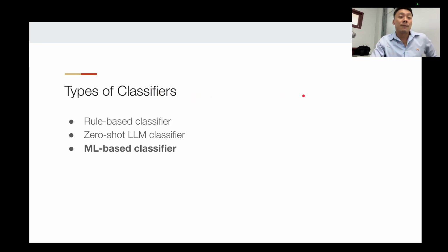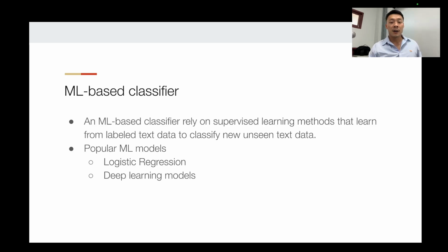Last thing, ML-based classifier. That's what we're going to use a lot. In ML, we're going to use supervised learning. It requires labeled text data, but that's the paradigm that gives you the best result. Some popular models that we use now are logistic regression and a lot of deep learning models.